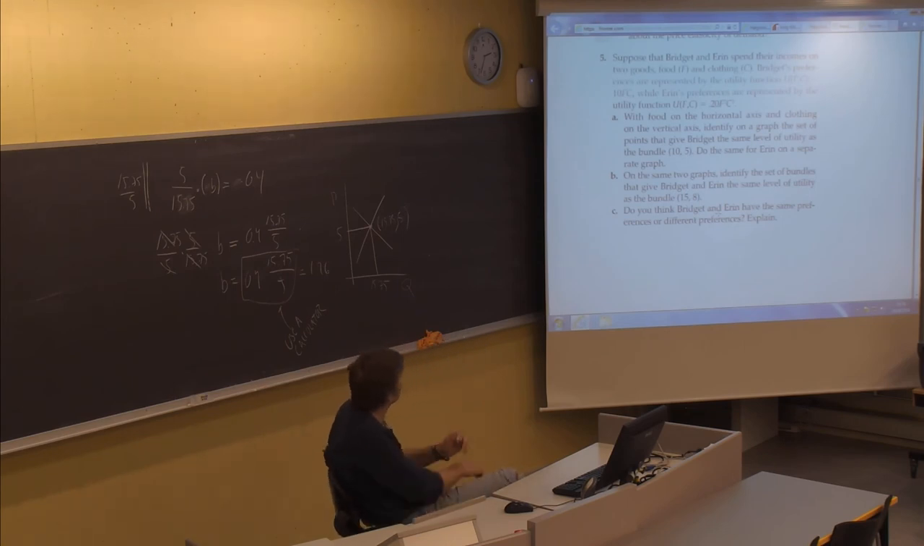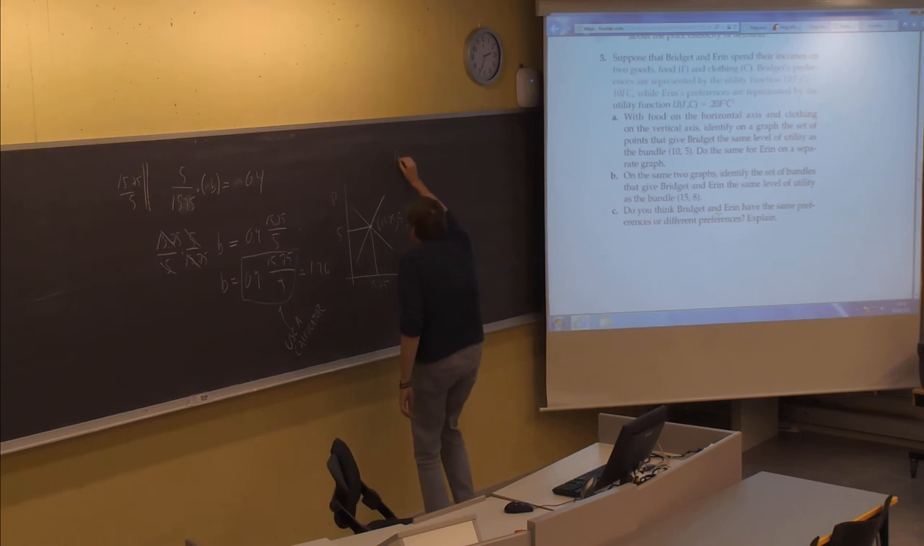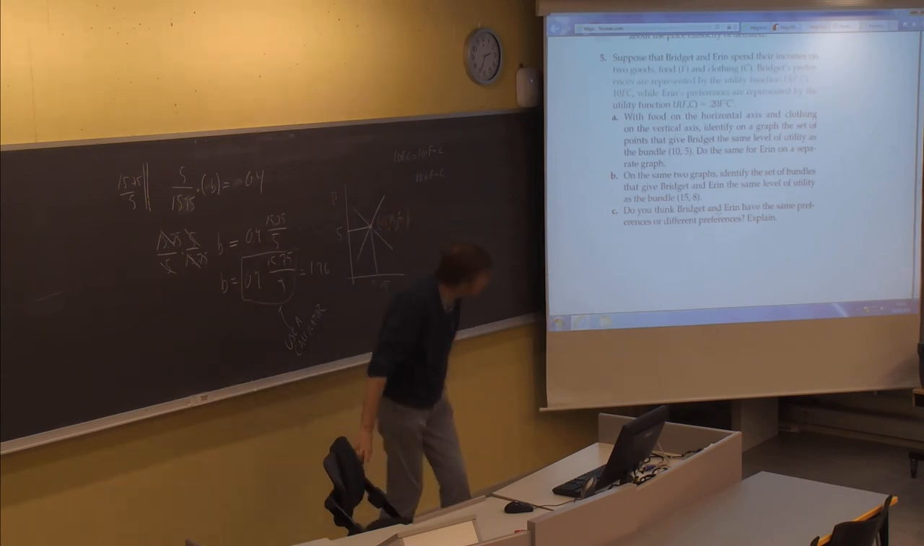So suppose that Bridget and Erin spend their incomes on two goods, food F and clothing C. Bridget's preferences are represented by the utility function U of F, C equals 10FC. So it's 10 times F times C, that's the meaning of 10FC. Remember that? If it is 10FC, it actually means 10 times F times C, or if you like, some of you I see use this sign. It means all the same, okay?